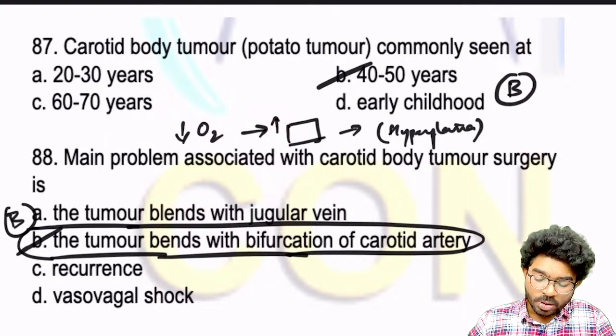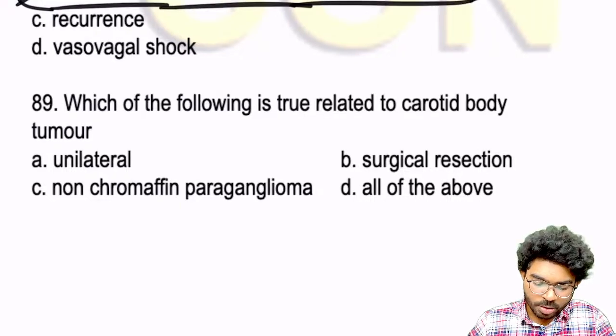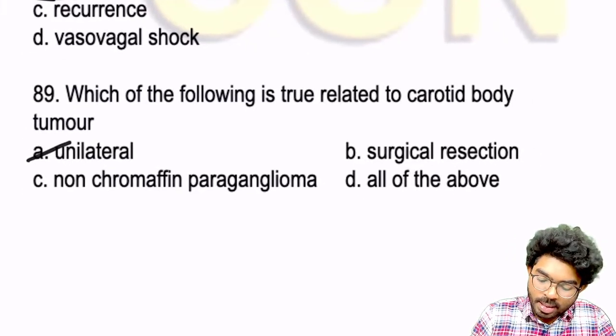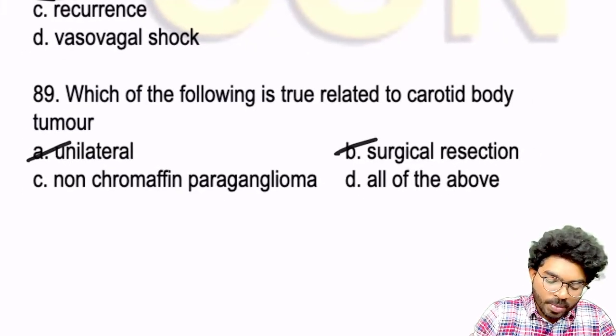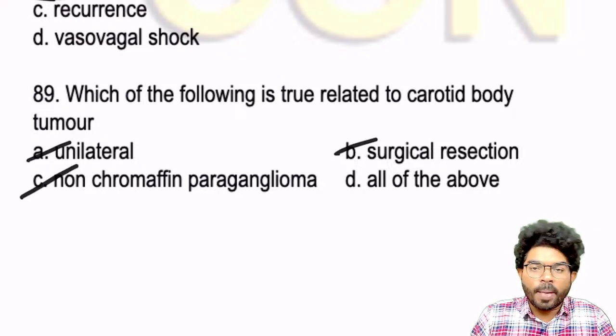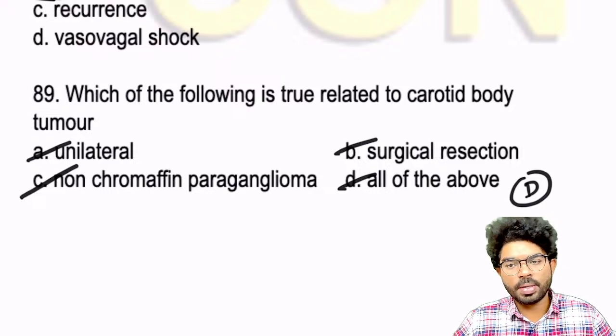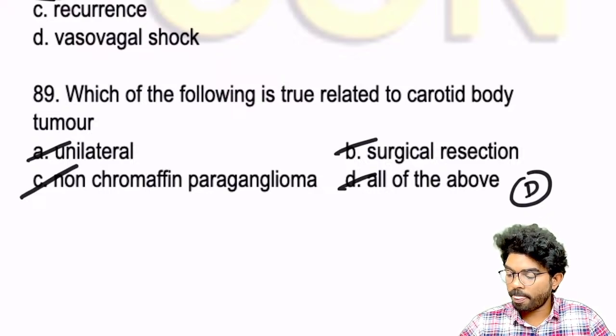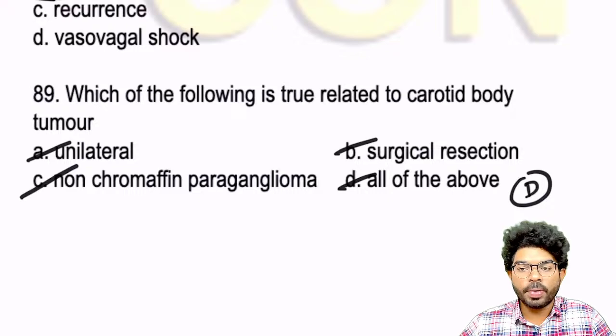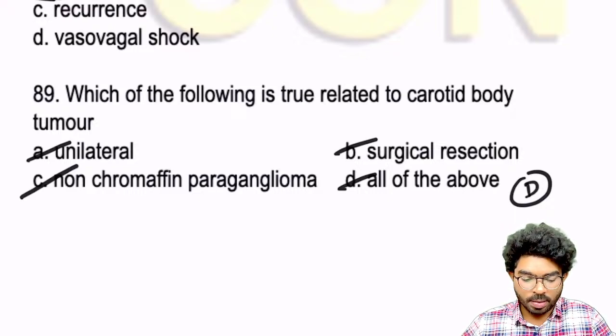Which of the following is true related to the carotid body tumor? Yes, it is unilateral. Surgical excision is the treatment of choice. Non-chromaffin paraganglioma, right? So the answer is D, all of them. All these points we discussed yesterday in the class. So we are done with carotid body tumor oriented questions.